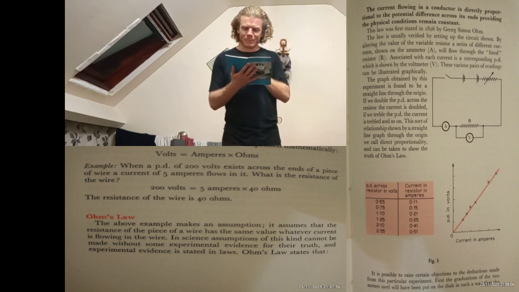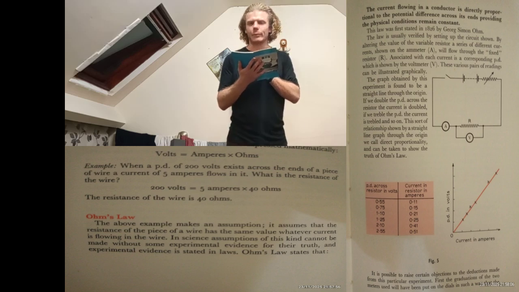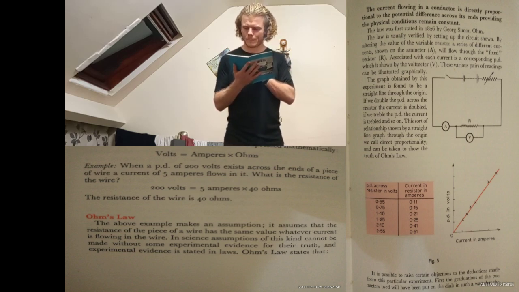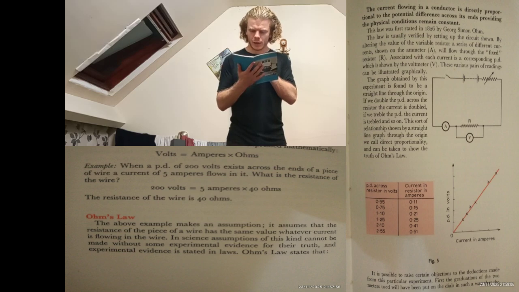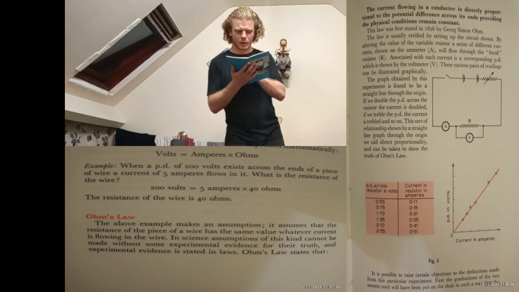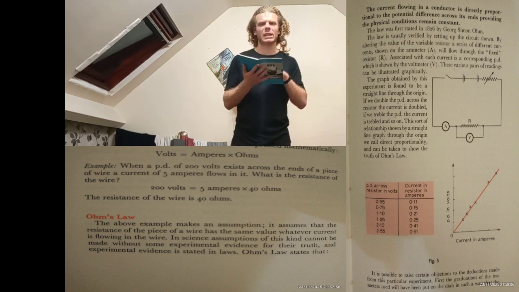This law was first stated in 1826 by Georg Simon Ohm. The law is usually verified by setting up a circuit as shown. Some type of circuit, I think. By altering the value of a variable resistor, a series of different currents is shown on the ammeter A. A is an ammeter, but what is an ammeter?